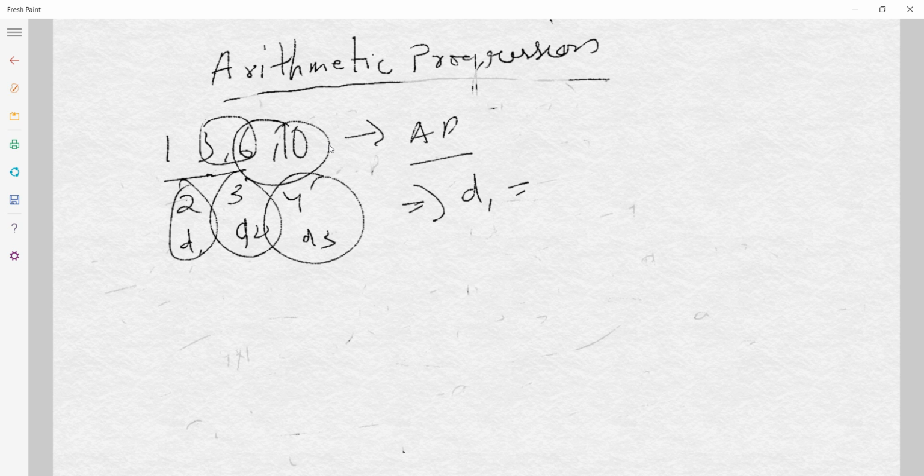Now, what happens? D1 not equals to D2, not equals to D3. So this is not an AP. So it's not an AP sequence. Okay, so that's how you actually solve it. Okay, and then let's do one more example, right? Just to make it more clear.